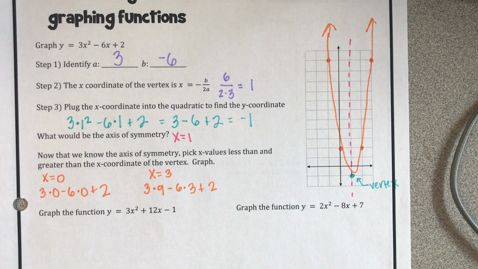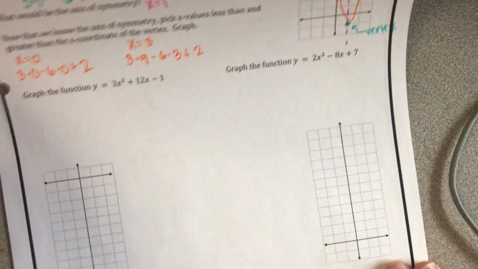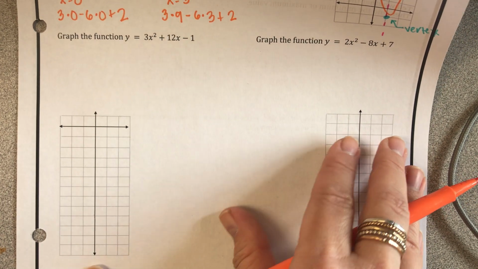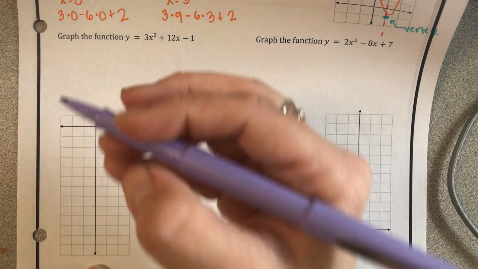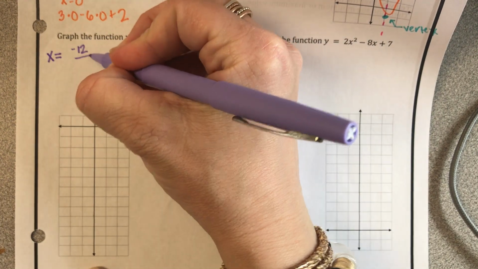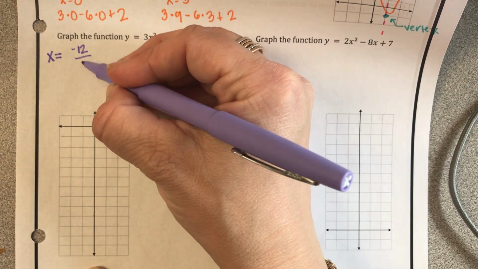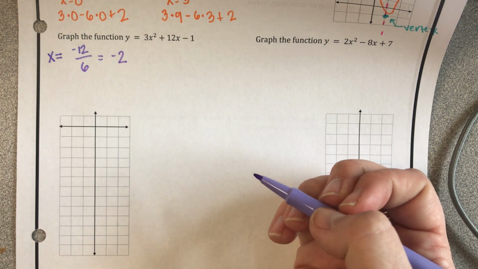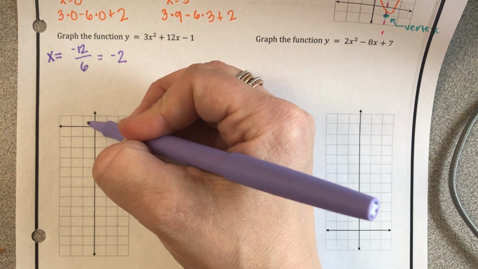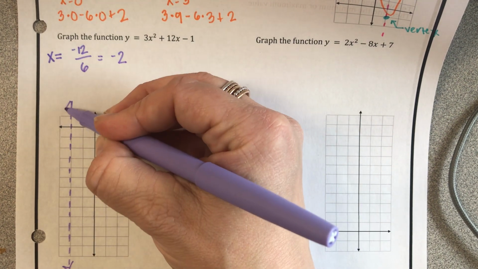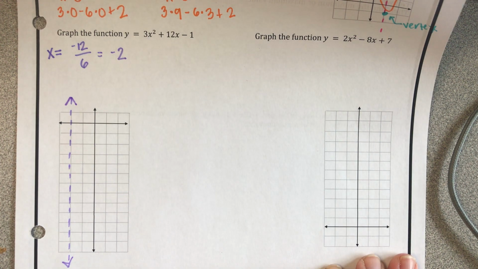Okay, let's look down at this one where it says graph the function y equals 3x squared plus 12x minus 1. So first thing, let's find out what x is. So negative b over 2 times a. 2 times 3 is 6. Negative 12 over 6 is negative 2. So I know that my axis of symmetry is going to be here on negative 2.